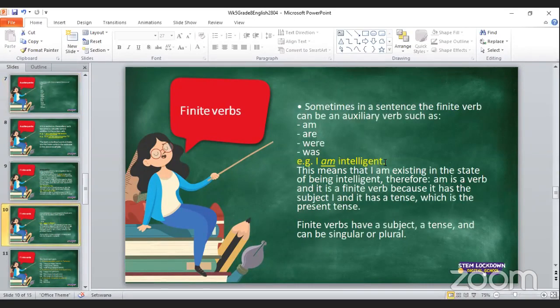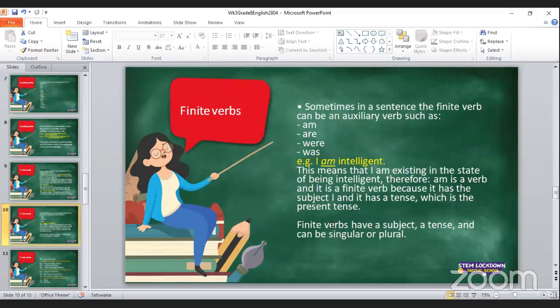So yes, this is where I was: sometimes a finite verb can be an auxiliary verb. I think I can pass. It seems like all of us understand this part, and I can continue with the lesson before we run out of time. Remember, if you have questions or something you want me to clarify, please use the chat feature and I will attend to your question.